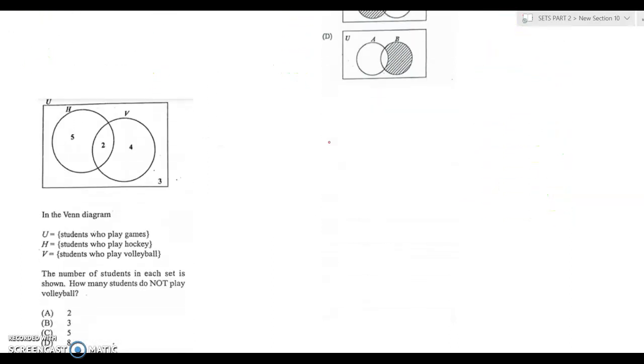And then the last one, number 13, the number of students in each set shown. We have the universal set, how many play hockey, how many play volleyball. How many students do not play volleyball? Well, clearly this 3 here don't play volleyball, and this 5 in the hockey don't play volleyball. Because remember, this 2 represents the intersection who play both volleyball and hockey, and this is how many play volleyball only. So it's really 5 plus 3, which is 8 students do not play volleyball.